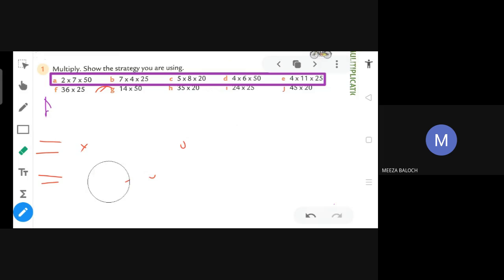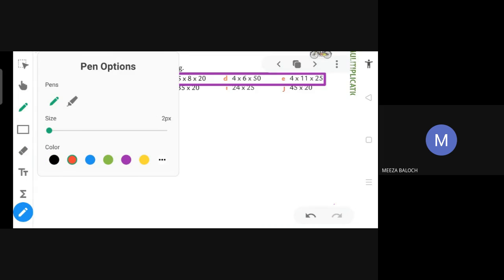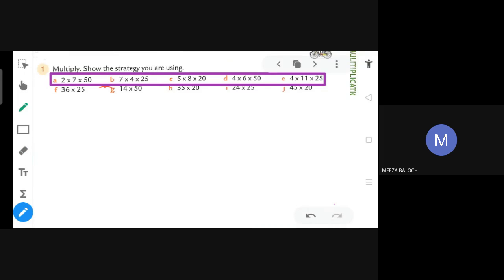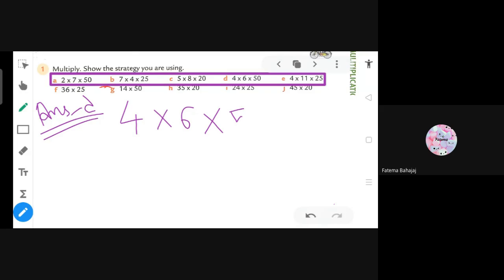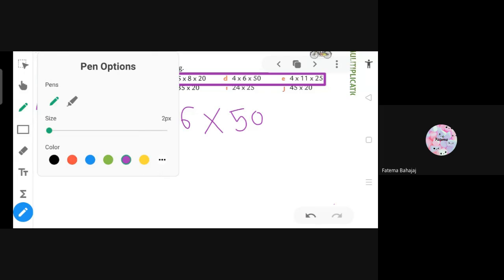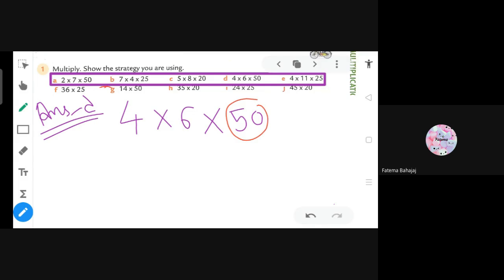Okay, now let's start D. I have not told you to try D. I just told you to try C and E. Why? Because in writing it is a little bit twisted. See, I'm writing 4, 6, and 50. Normally in the pair of numbers which make 100, 50 is given with 2. But here you can see not 2 but 4 is given.